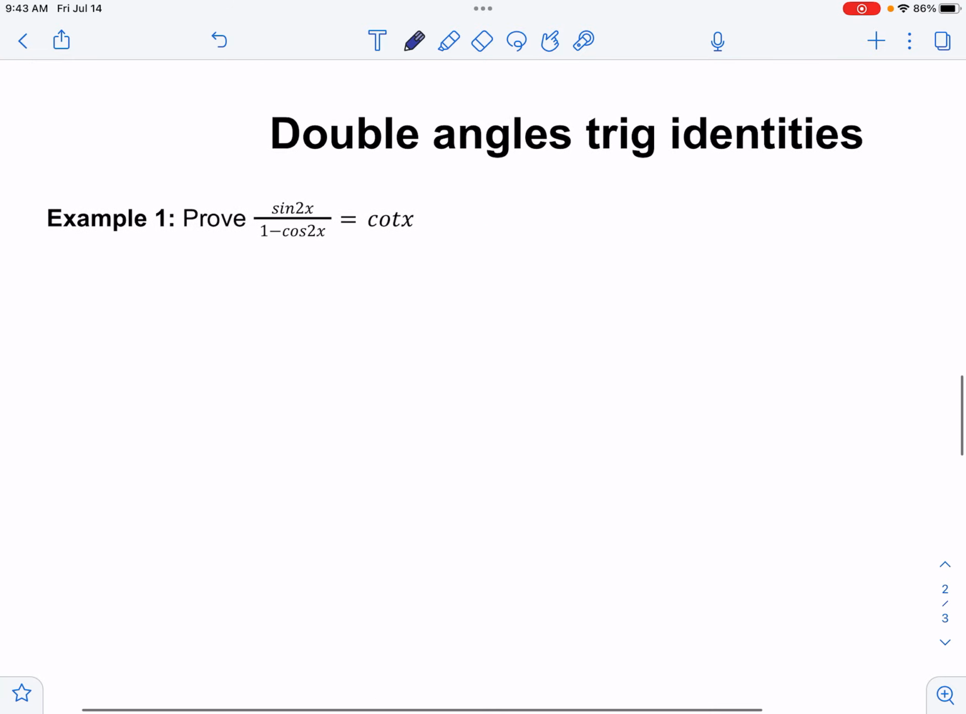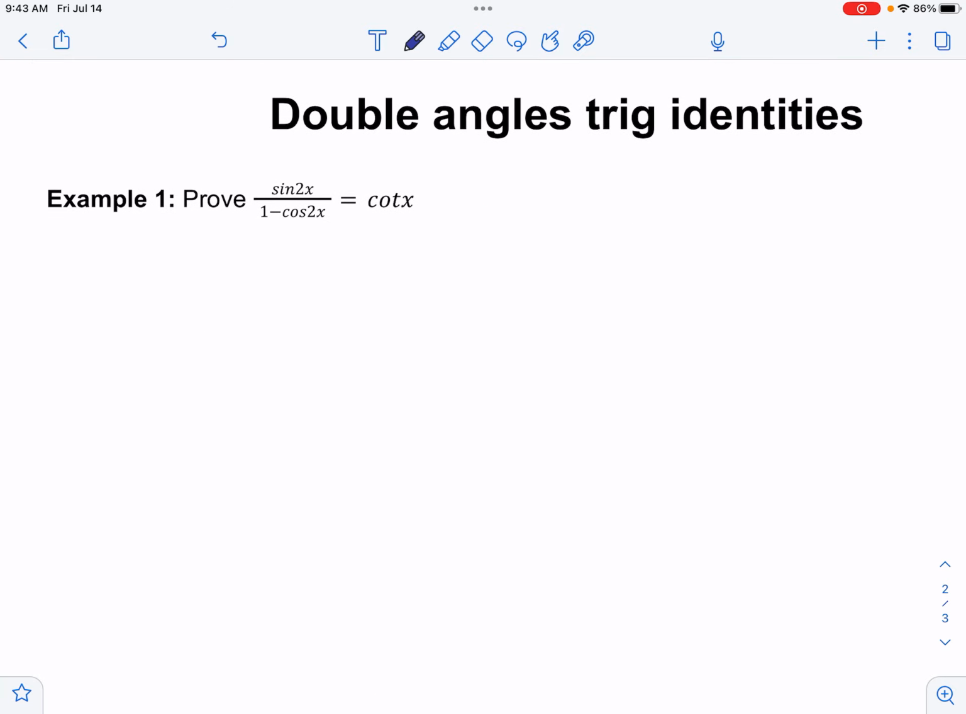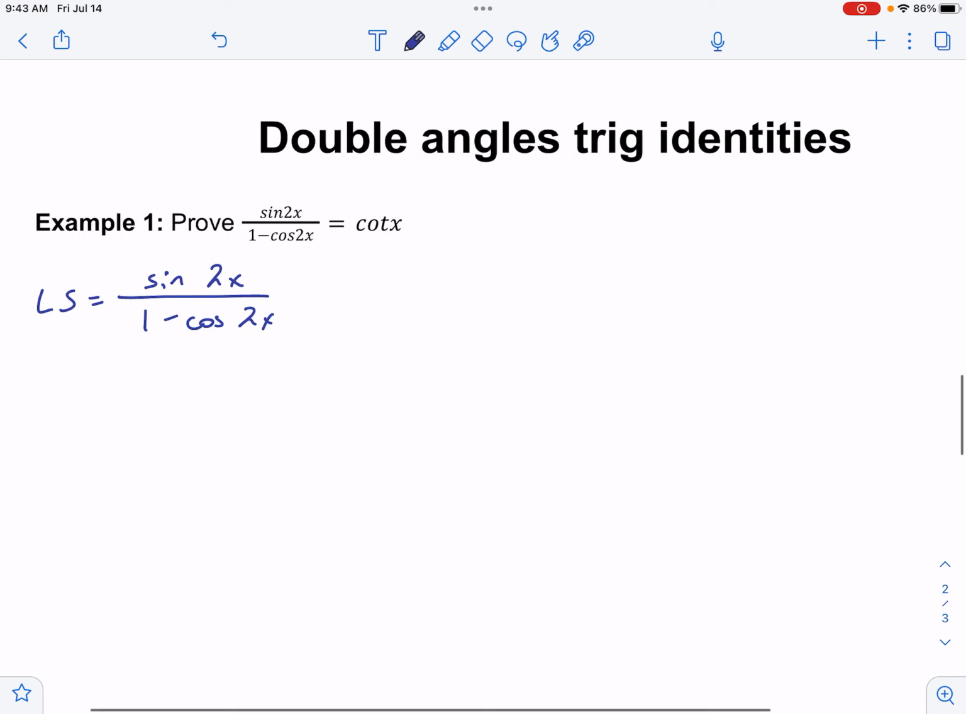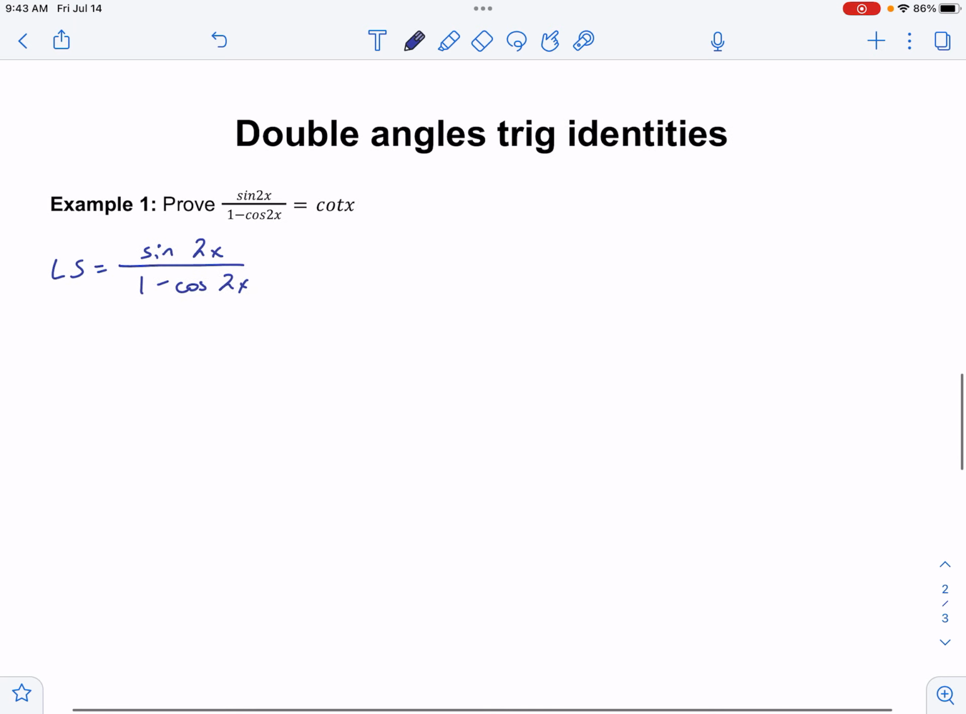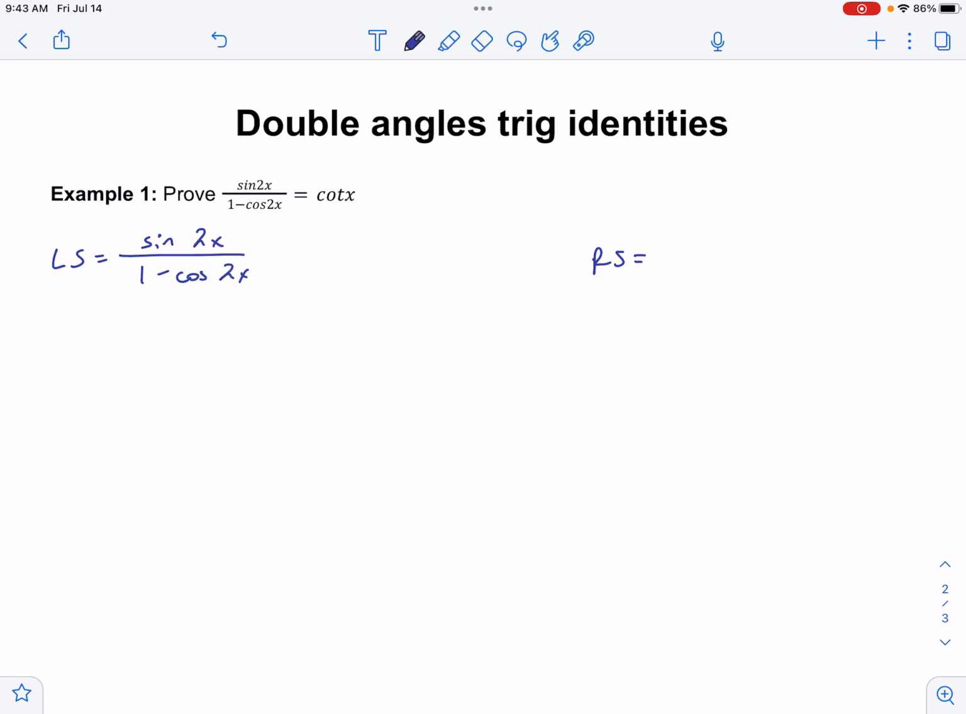Okay, let's do a double angle one now. Prove that sine of 2x divided by 1 minus cosine of 2x is equal to cotangent of x. Split it up. Left side: sine of 2x divided by 1 minus cosine of 2x. And my right-hand side is equal to cotangent of x.